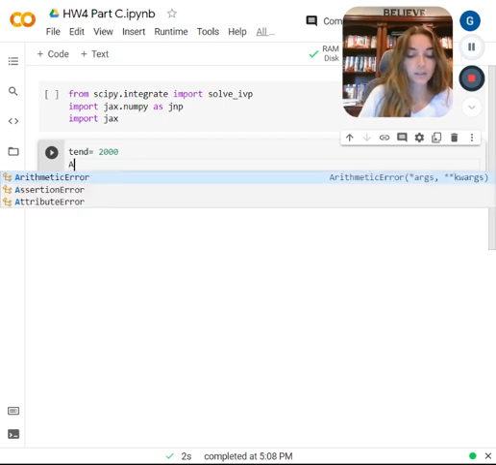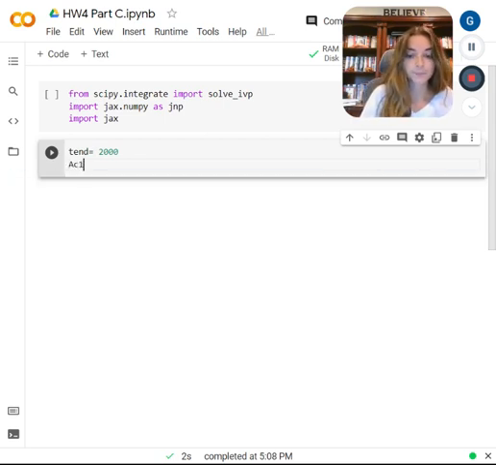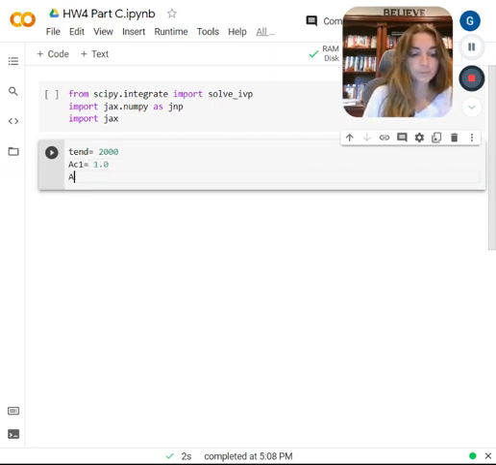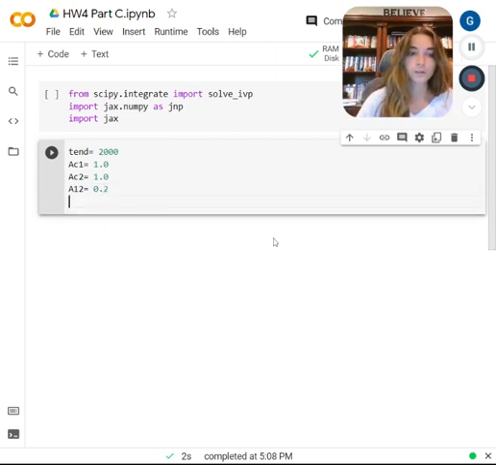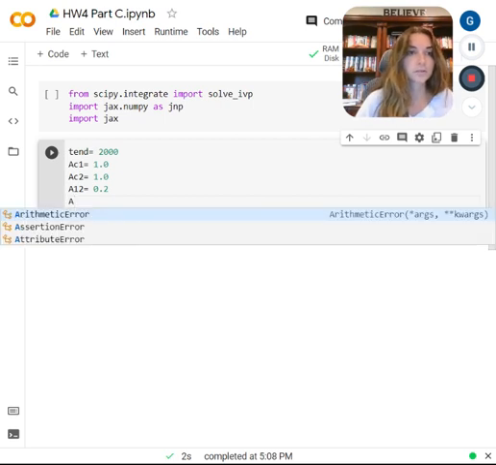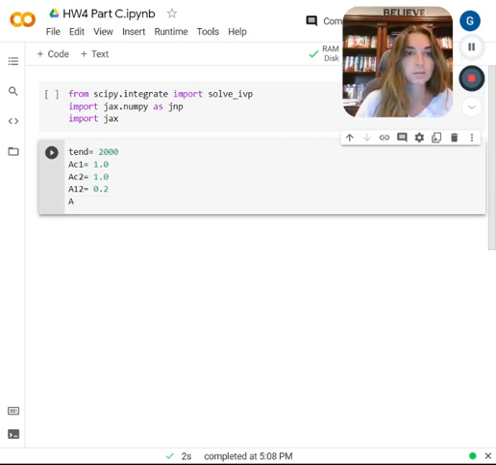We're going to define the cross-sectional area of the first tank as 1, and the cross-sectional area for the second tank as 1 as well. And then the area of the first tank is given as 4, I believe. No, 0.2. And the area of our second tank is given as 0.2 as well.